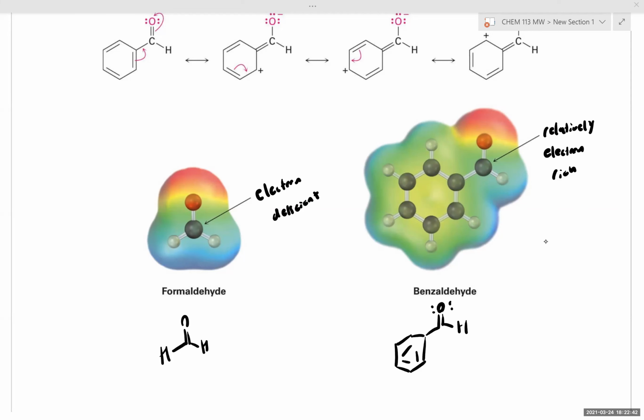So formaldehyde is more reactive while benzaldehyde is less reactive because it's more electron rich. So generally aromatic aldehydes are less reactive. Does that answer your question? Does that make sense? Perfect.